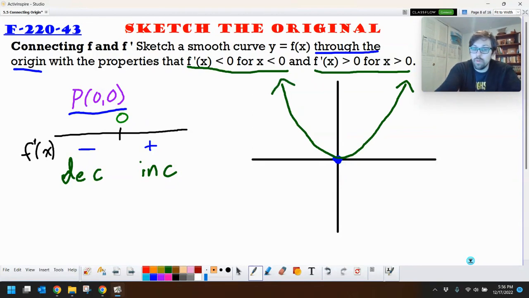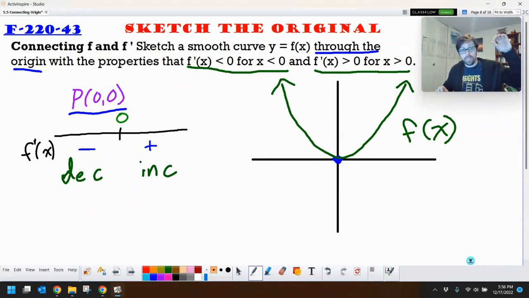So that would be the graph of f of x that goes through the origin, that goes from a decreasing function, a negative first derivative, to a positive first derivative, being increasing. That sentence got away from me there a little bit.